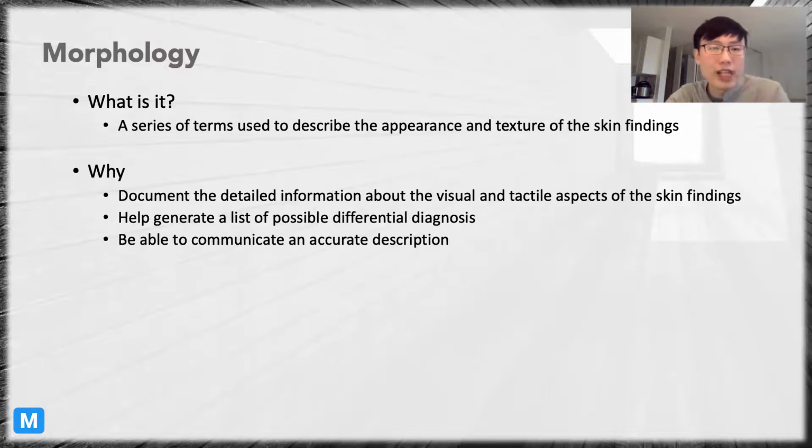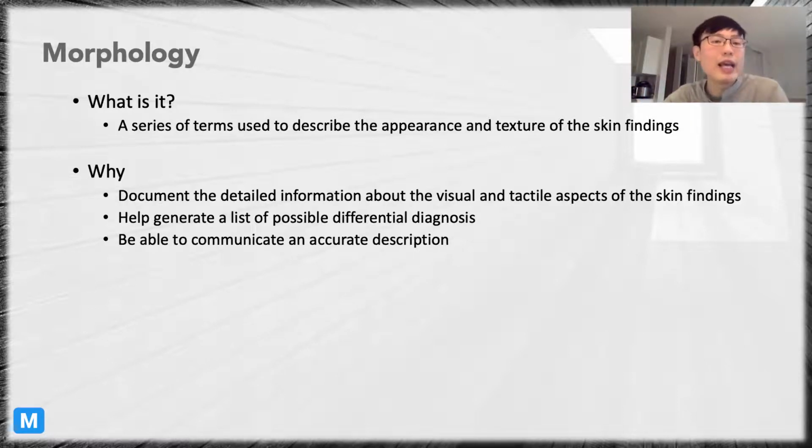So what is morphology? It is basically a series of medical terms used to describe the appearance and texture of the skin findings. And you want to ask, why do you want to do morphology? The reason being, number one, documentation. You want to document the detailed findings in the medical chart. And second, most importantly, it helps you generate a list of differential diagnoses based on the morphology. That is how dermatology stands out among other specialties. Why is it so unique? Because dermatologists can actually generate a differential based on the appearance of the rash.